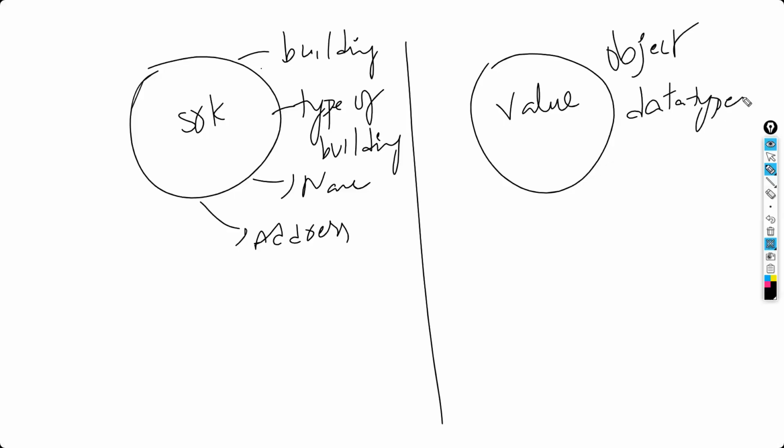And the name of the building is there. Here also it is called as variable name. Name is called as variable name. Address is called as address here also. Address of the object.